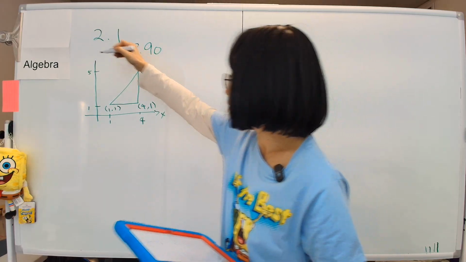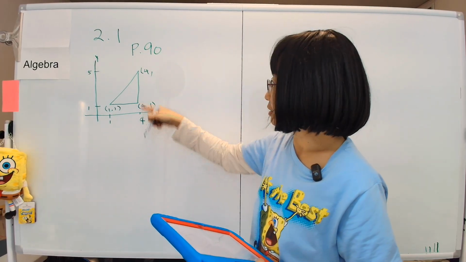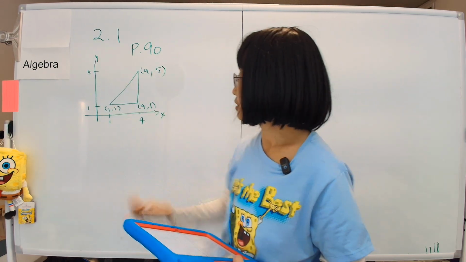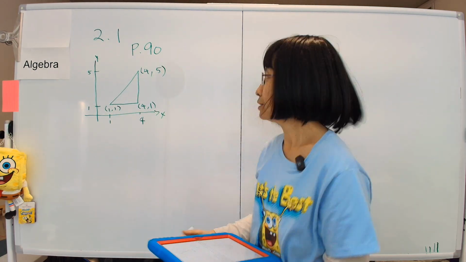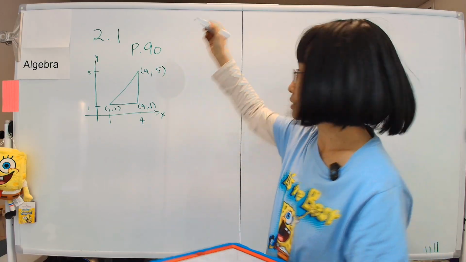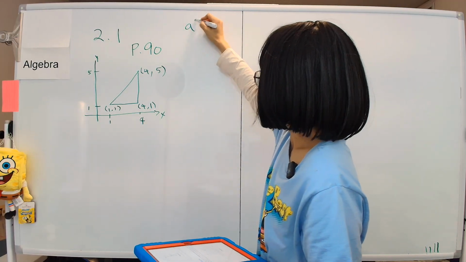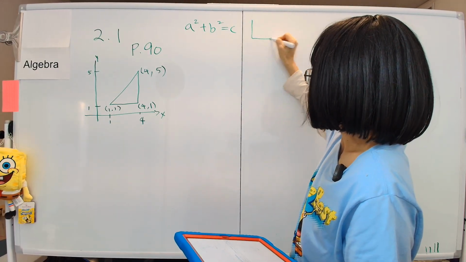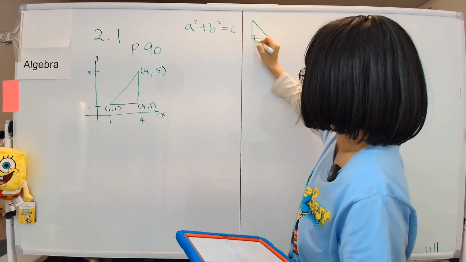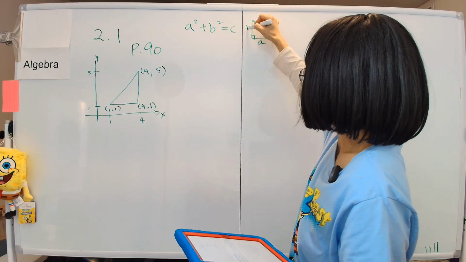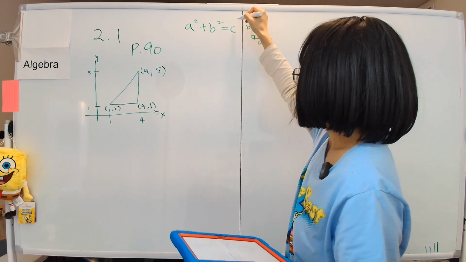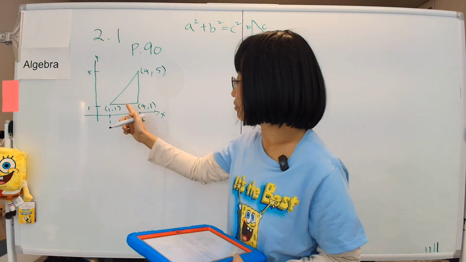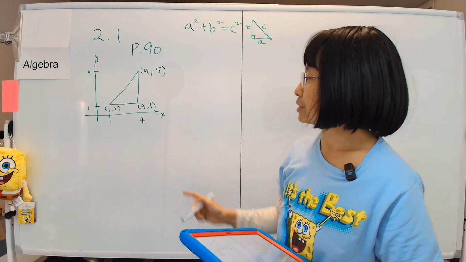I should write down x, y. The y coordinate is 5, as shown here. So we have this triangle. Now, the Pythagoras theorem, which you must always remember, states that a squared plus b squared equals c squared, where a, b and c are the sides of the right angle triangle. Here's a, b, and c, right? That's the Pythagoras theorem.